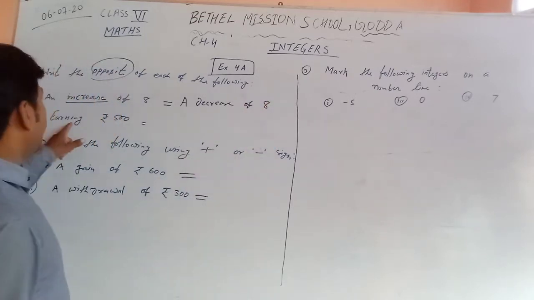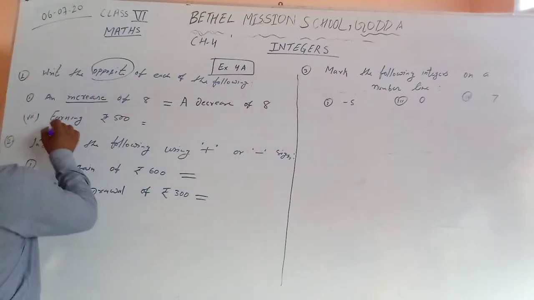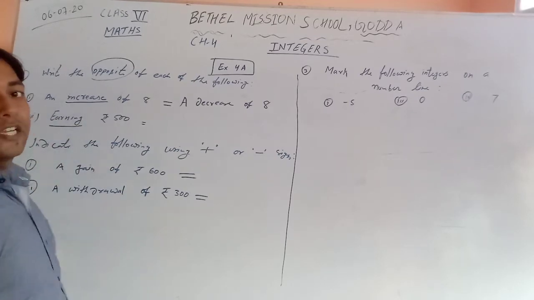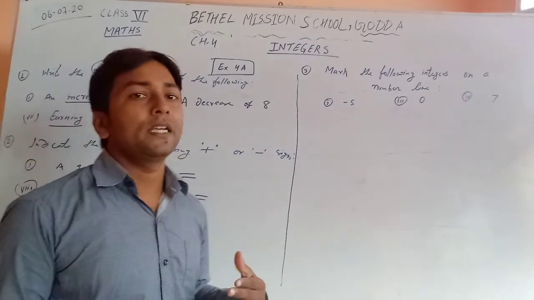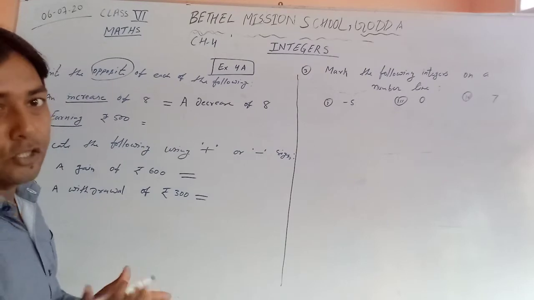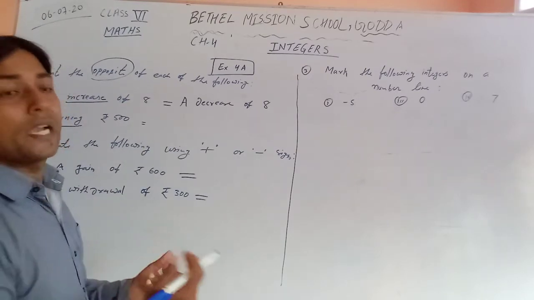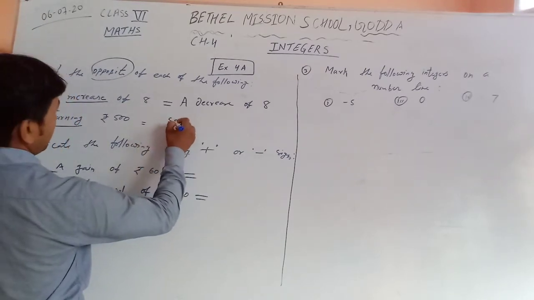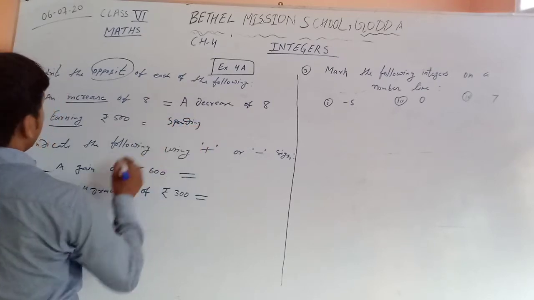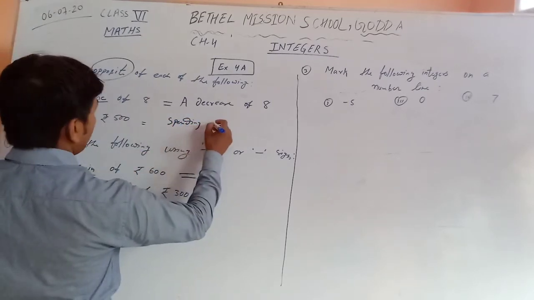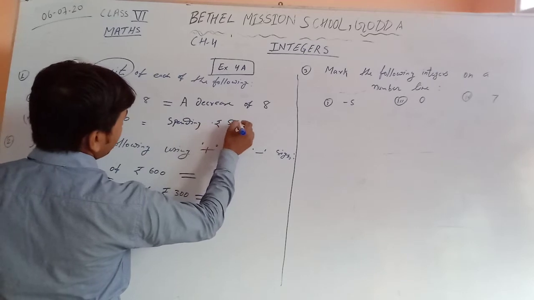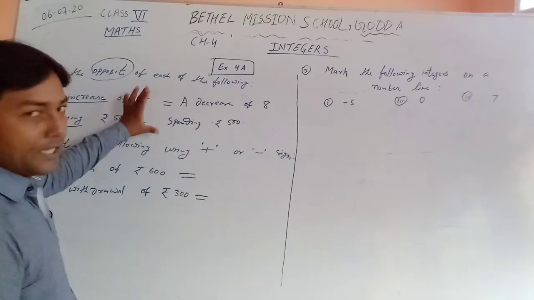Okay, now you are earning rupees 500. So earning is when you make money. But what is the opposite of earning? When you spend. Then earning, then spending rupees 500. This time you will do the rest of the questions.